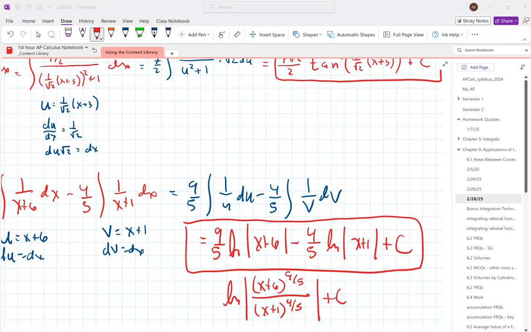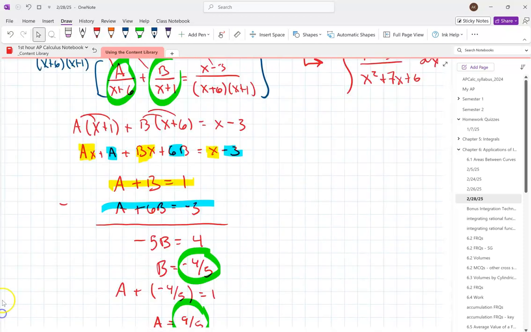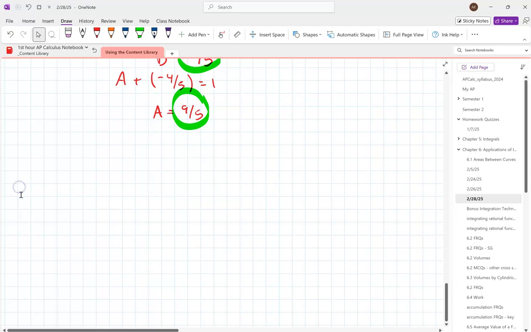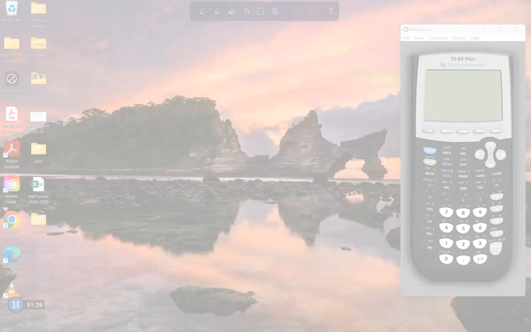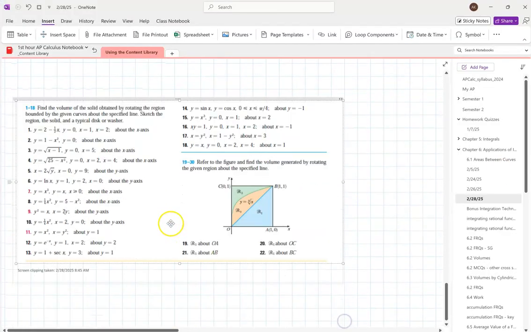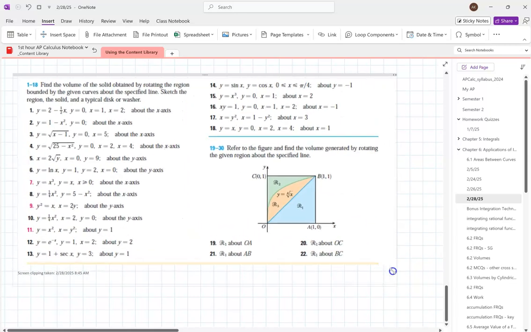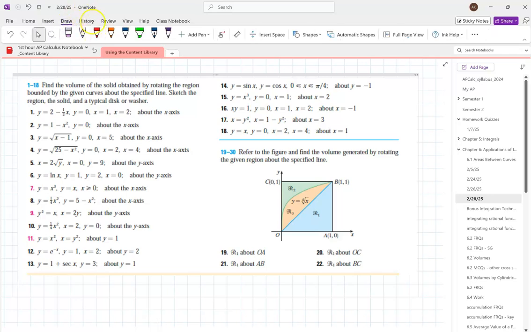So the big first step is always going to be to recognize which method you want to use, and then which variable you are integrating with respect to, and all of that jazz. So let's pick one of these.